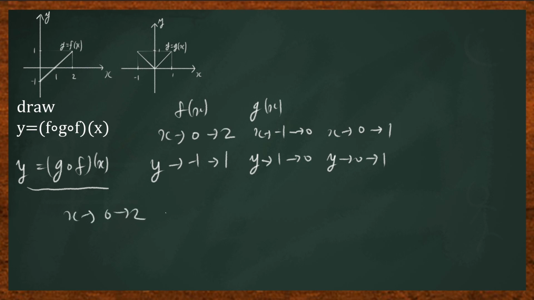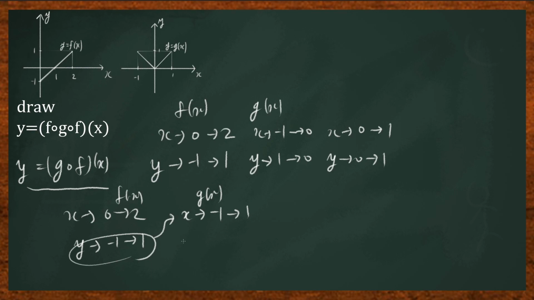And for g(f(x)), we need to think of it this way: x goes from 0 to 2, y goes from -1 to 1, and that y will become the x. So it means that x will go from -1 to 1. So from f(x) to g(x), it will be shown like this. And the result will be y going from 1 to 0 to 1.